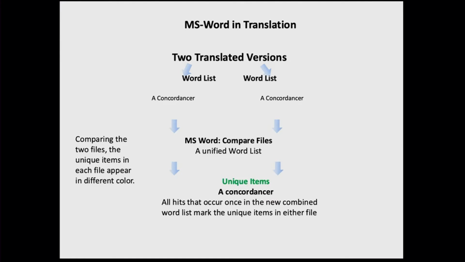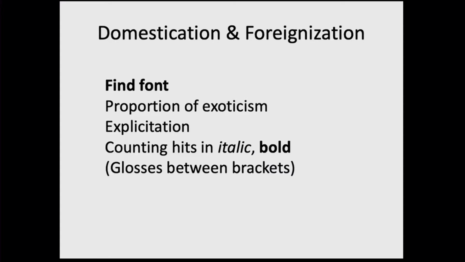The unique items in each file appear in a different color. You'll quickly find the things which occur once will be the unique items used by any of the translators. Then you can start examining the differences between the two translators quickly with Microsoft Word.